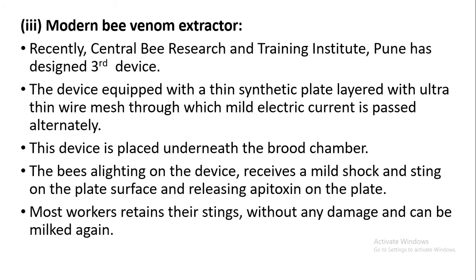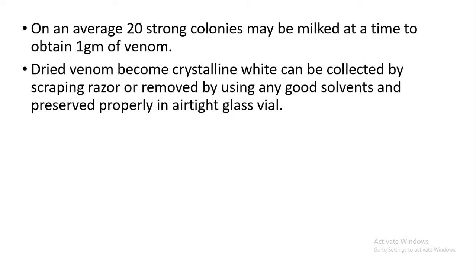So bees alight on the device and they receive a mild shock and sting on the plate surface, and they release the toxin, that is apitoxin, on the plate. So most workers retain their sting without any damage, and can be milked again. So here on an average there are about 20 strong colonies which we can use, and here we can obtain about 1 gram of venom.